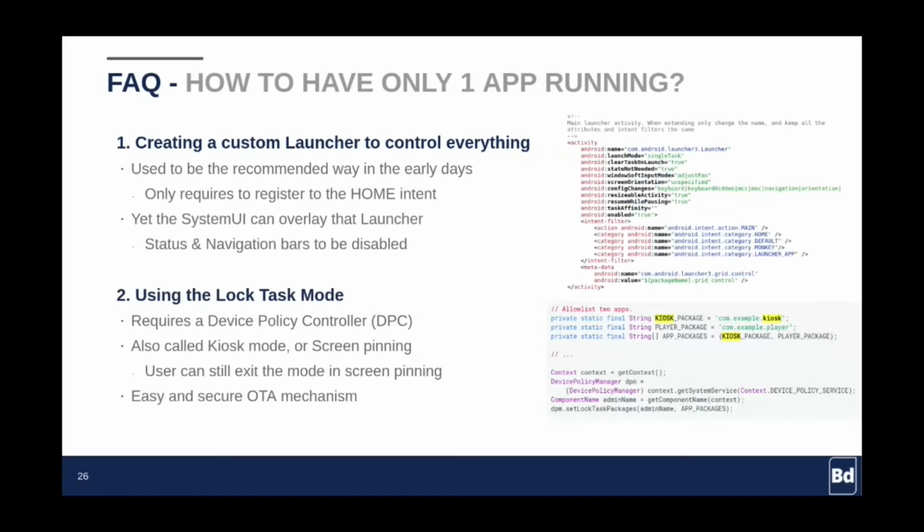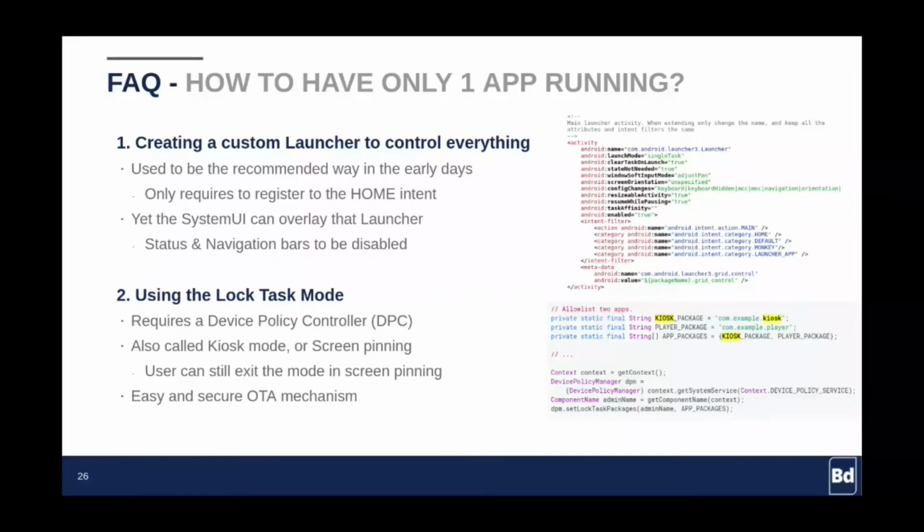How to have only one app running. There are two different ways. The old one was to create your own launcher, because when your application replies to the home intent, it can replace the launcher, so you can have your application show up instead of the launcher. But when you do that, you still have the system UI that can overlay that launcher, so you can still have the navigation bar or status bar showing up, and the drawers and stuff like that. You can overcome that by disabling all of that in the build, by customizing the build. But the new and preferred way to have only one app running is to use the lock task mode.